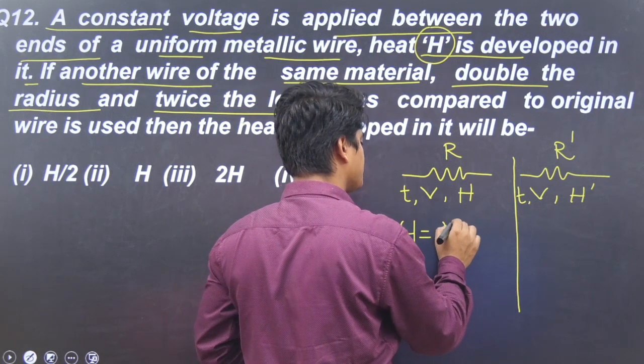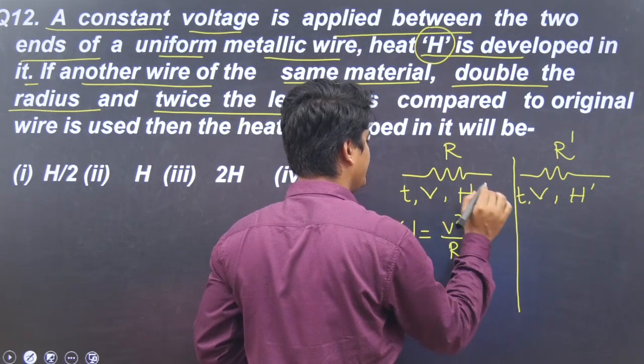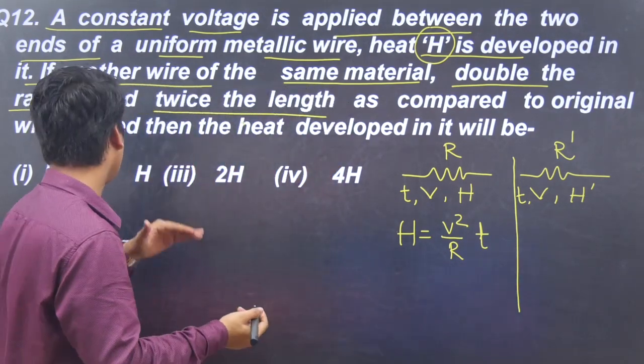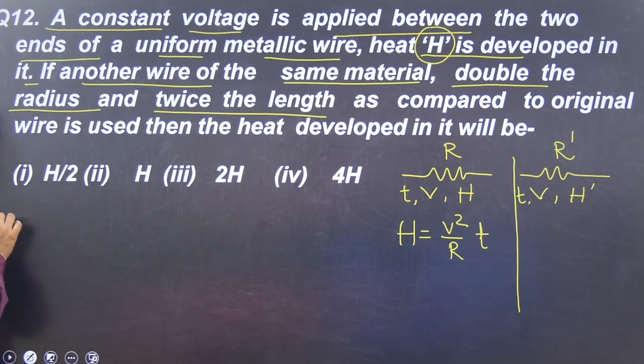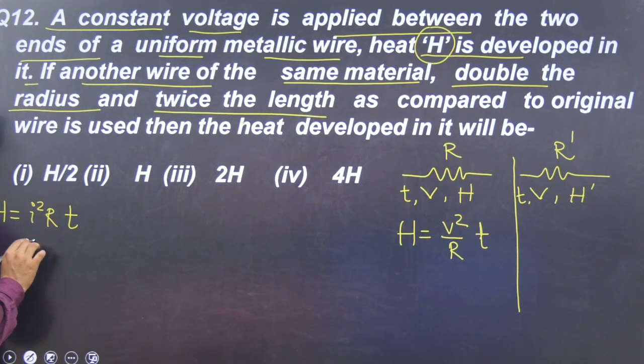H you can write as V square by R into T. So this is your H formula. H is the heat generation, and I am telling another formula for heat here. Remember, the heat developed is basically I square R into T, or you can also write V square by R into T.